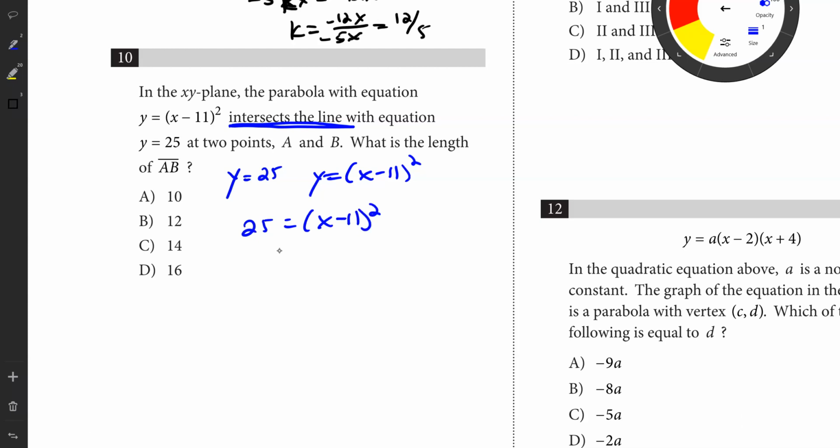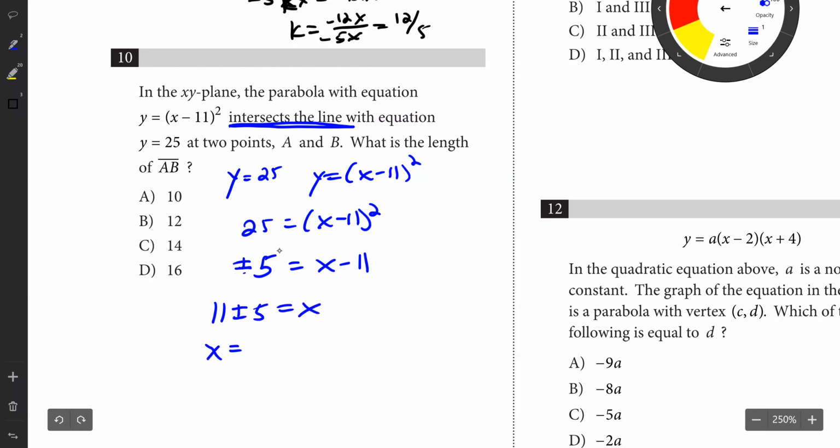We can solve this by square rooting. So plus or minus 5 equals x minus 11. We're solving for x, and from there I can add this over. So I get 11 plus or minus 5 equals x. So x equals 16 and 6. I'm solving for my x value, and we know my y value: y equals 25. So we've got the coordinates 16, 25 and 6, 25.